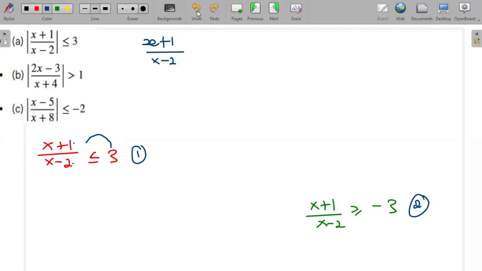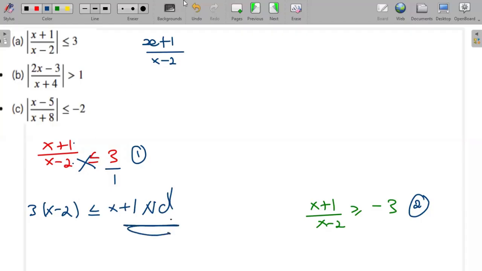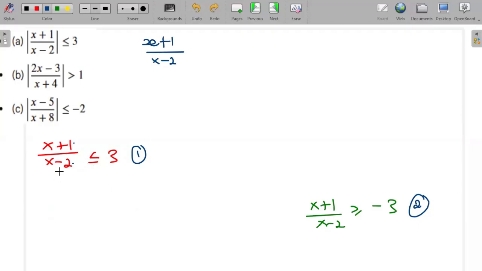Another rule is that you never cross multiply when you're dealing with inequalities. Some of you might write 3 over 1 and cross multiply, getting 3 multiplied by (x - 2), less than x + 1. No, this is not correct. You never cross multiply when you're dealing with inequalities. Instead, bring everything to the same side so that the other side just remains with the 0.